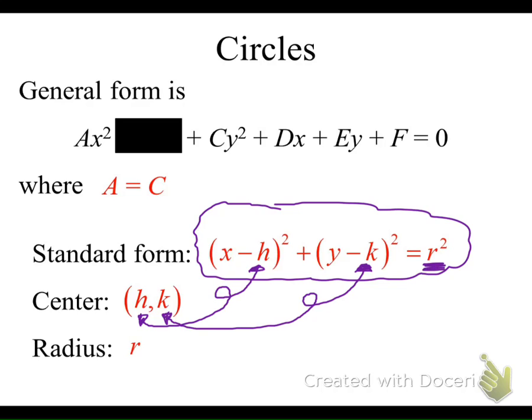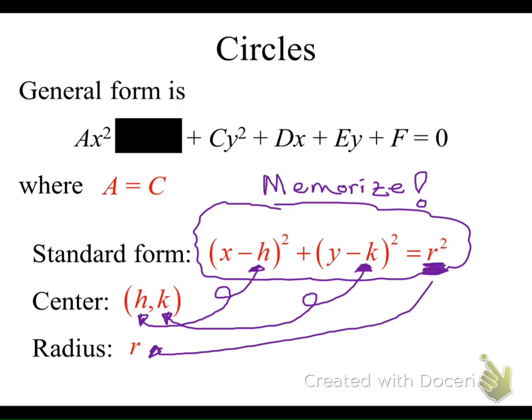Also in your equation, you will see the right-hand side of the equation will have a constant. That value represents your radius squared. So as you're identifying the radius of your circle, an important feature for graphing, make sure you square root that value before you identify the radius. Please again memorize the standard form of a circle so you will be able to graph easier and from the graph write the equation, which is what we will be doing next.